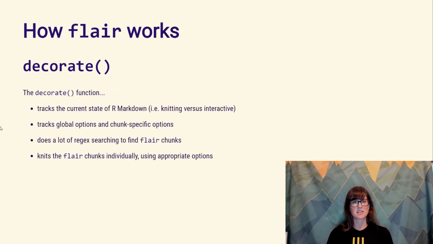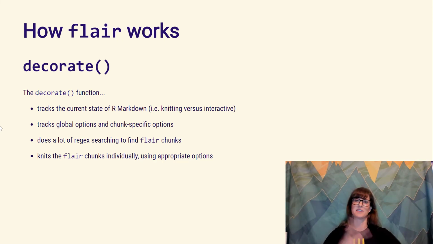So that decorate function, very important. This is doing the heavy lifting here. This is the bulk of the package. What it's going to do, well, first it checks out the current state of the world. So you're running this presumably in R Markdown. It's written for R Markdown. So it checks whether you're in the knitting engine or whether you're just interacting with a notebook in your RStudio pane. And then it also tracks the global options that you've set in that R Markdown document, and then the chunk-specific options for each chunk that needs to be decorated.